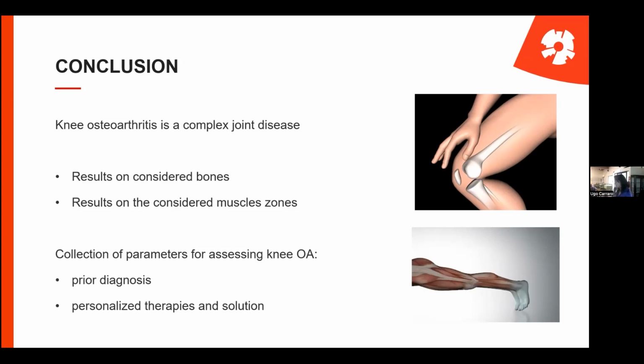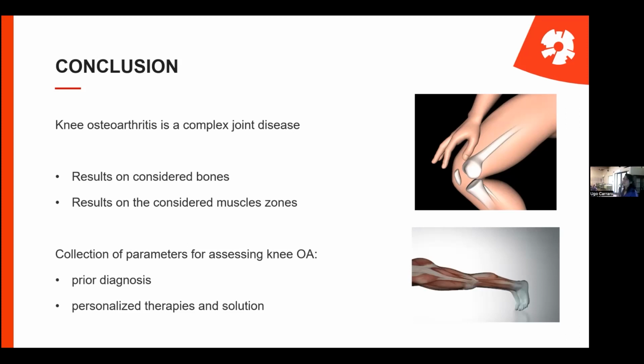We had pretty significant results on bones and on the considered muscle zones, and we can also improve this technique even more by studying other parameters. The collection of the parameters on bones, muscle, and all the other characteristics on the cartilages that are not reported here today can become a set of parameters that would be really useful for assessing knee OA and to create the patient-specific profile we were talking about.